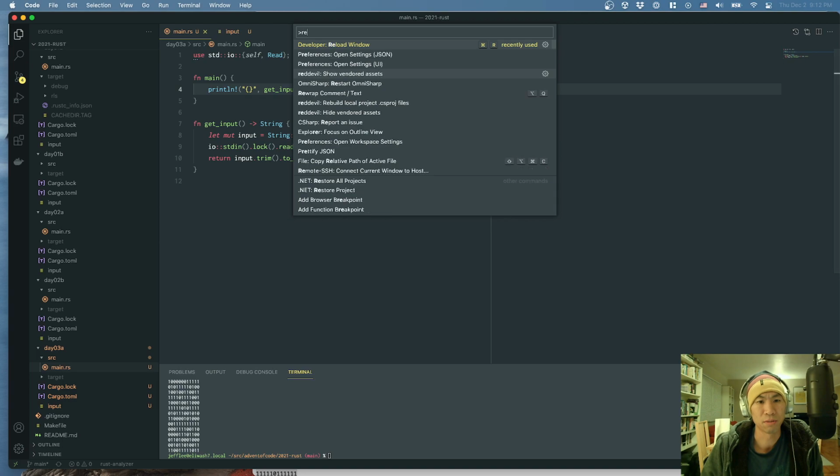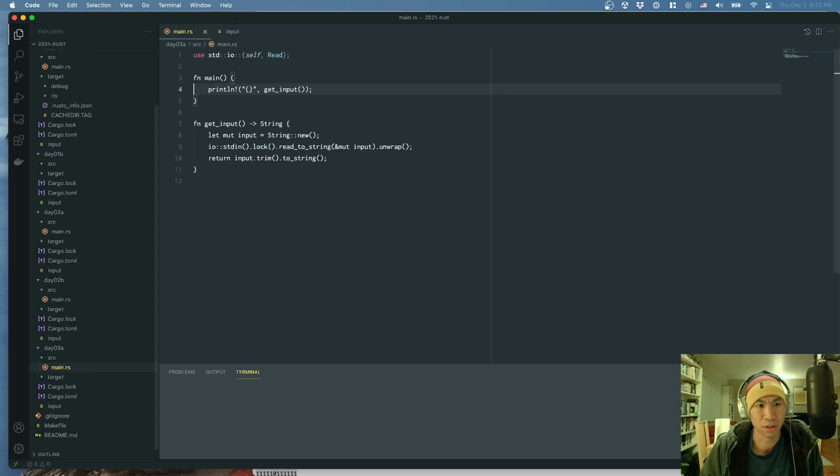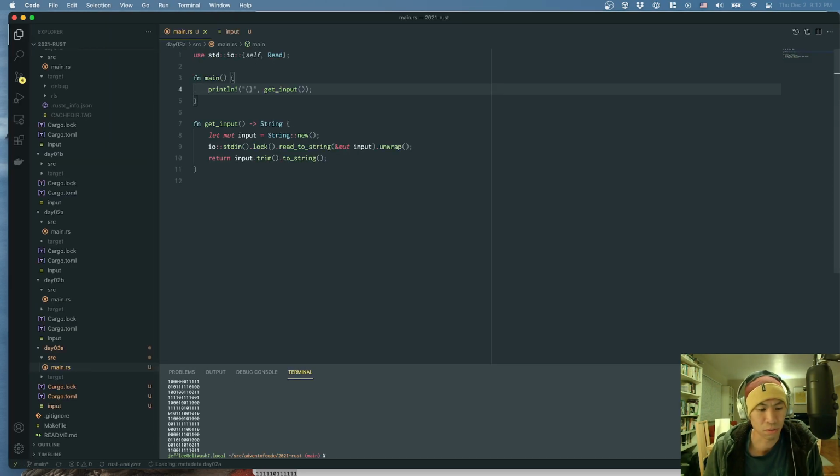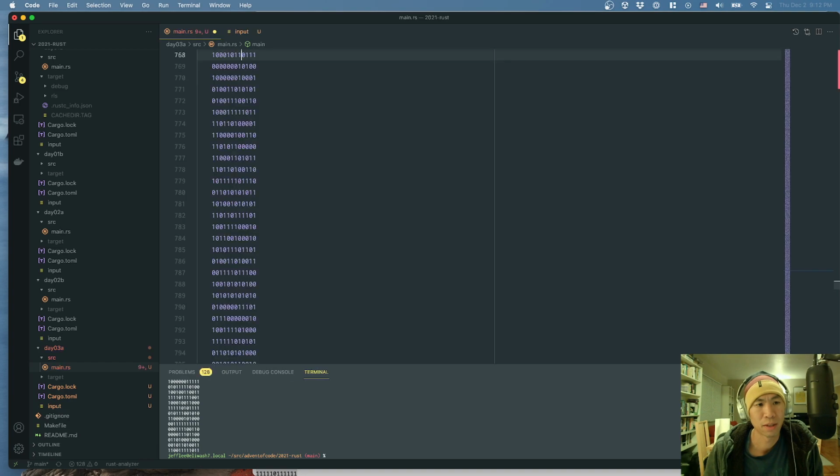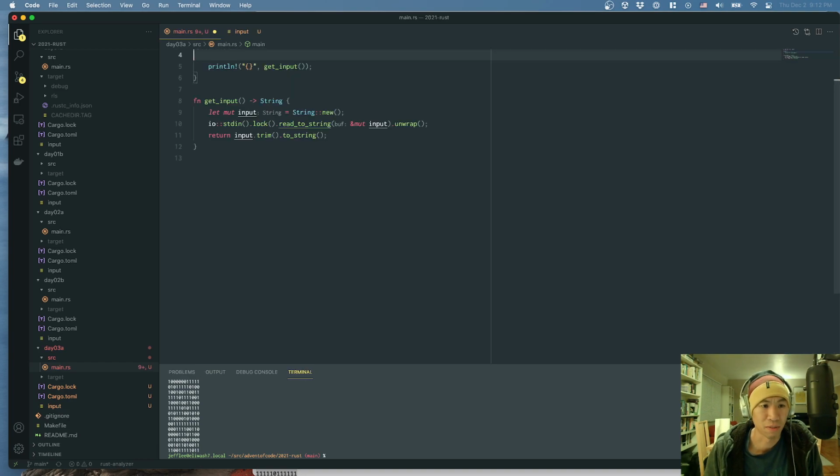I think I need to reload Visual Studio Code here. It kind of seems like Rust Analyzer doesn't really recognize the presence of new Rust files when I copy directories like that. A little weird, but whatever. Oh, that's not what I wanted to do.